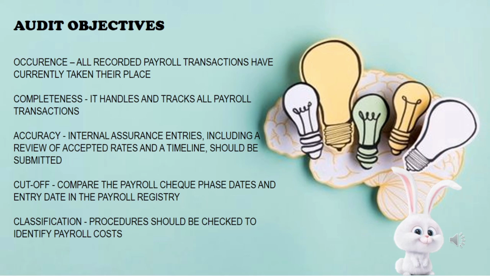Audit objective of test control: occurrence. All recorded payroll transactions have actually taken place. Completeness. It handles and tracks all payroll transactions. Accuracy. Internal assurance entry, including a review of accepted rate and a timeline, should be submitted. Cut-off. Compare the payroll check, paste date, and entry date in the payroll registry. Classification. Procedure should be checked to identify payroll costs.